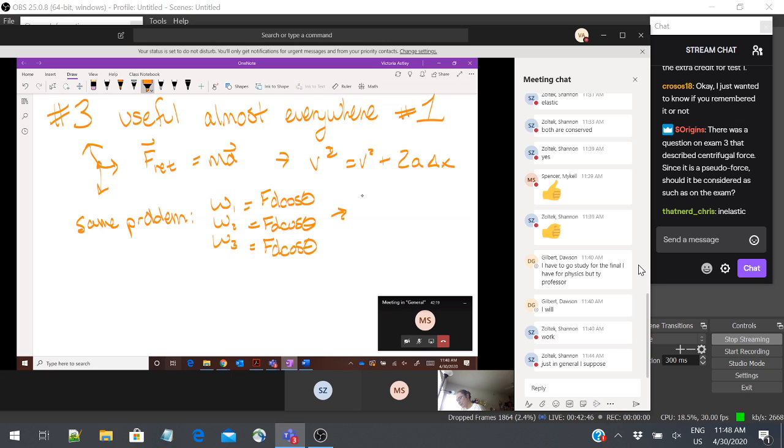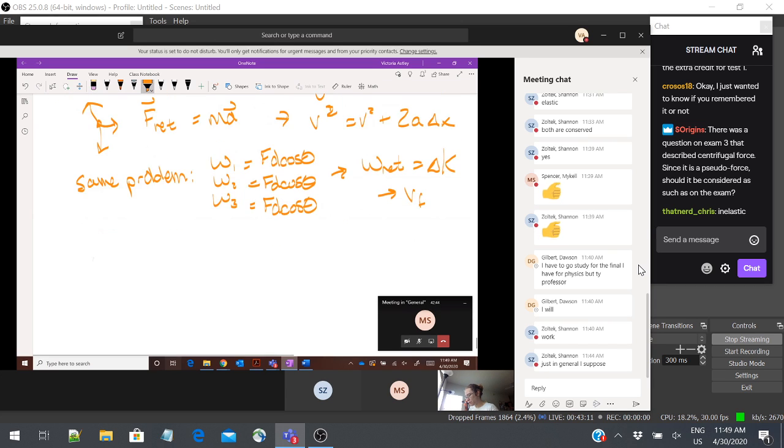And then get the net work and set that equal to KE and get V final, right? So you can use these two almost interchangeably. It's actually kind of a problem for teaching work and energy because you can almost always just be like, okay, forget it. I'm just going to do F equals MA and get the right answer. There are certain places where it is more useful.